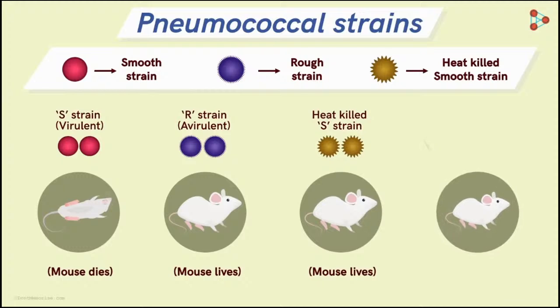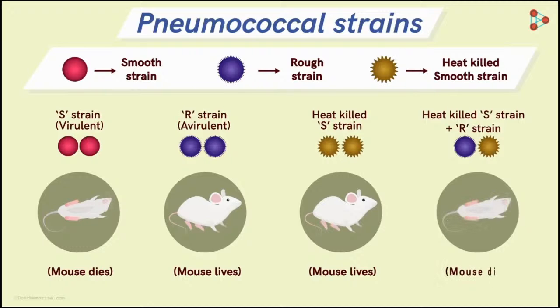This time Griffith injected a mouse with a mixture of both rough strain and heat-killed smooth strain. That's right, a mixture of the rough strain and the heat-killed smooth strain. Now what do you think would have happened? Most of us would expect the mouse to survive because both are individually ineffective or avirulent. However, to his astonishment, the mouse did not survive.